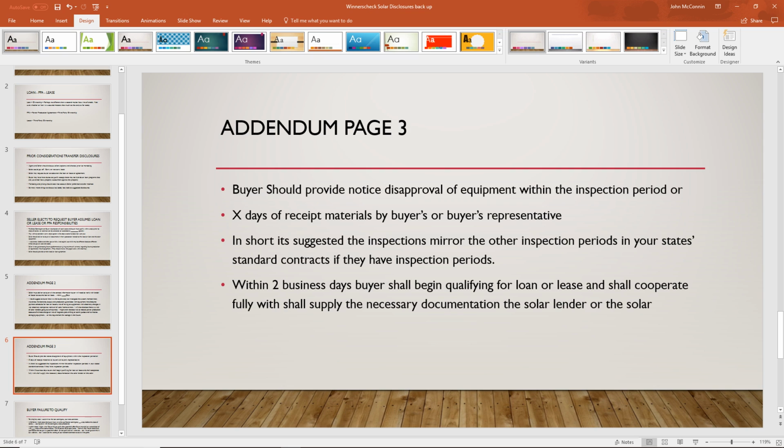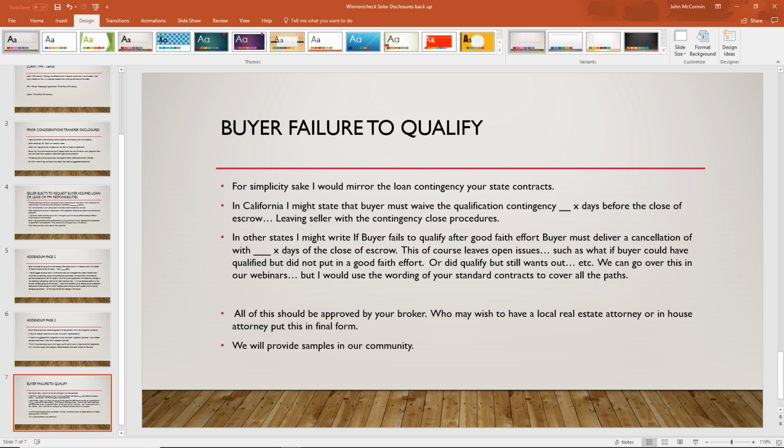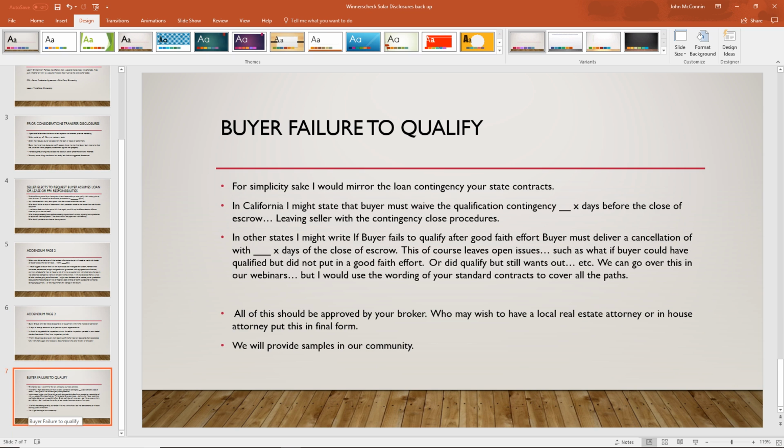So there's a lot of work involved. Not a lot of work. There's a lot of due diligence involved in the beginning to make this process work well. And we are going to cover those things. There's just so much more to cover. We're going to cover buyer's failure to qualify in subsequent videos. If you've already been through it, you've seen all this information that you want to acquire in the beginning.